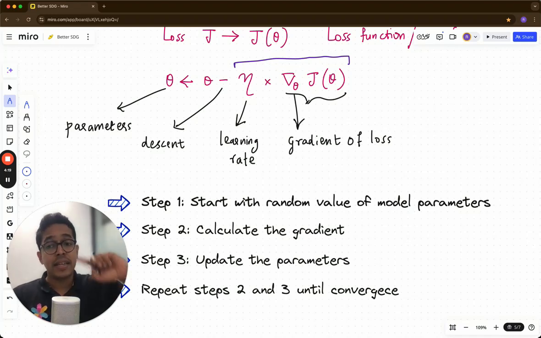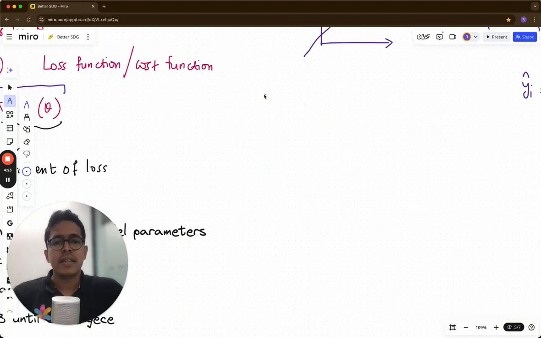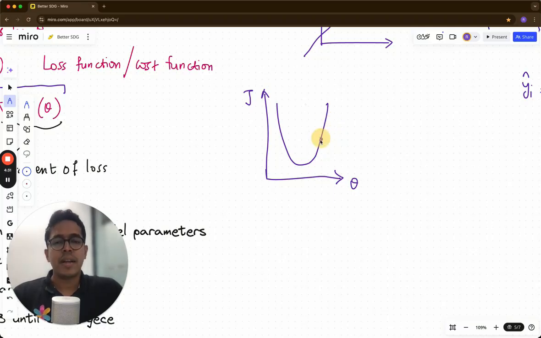But we are not ascending the gradient. Let's say the loss function J is a quadratic function with respect to theta. So let's say this is J and this is theta. Assume that your J looks something like this. Then you are not ascending; you are not going in the direction of the slope. You have to go in the opposite direction of the slope to find the value of theta which minimizes the value of J, right?